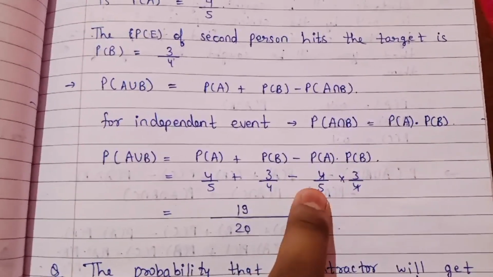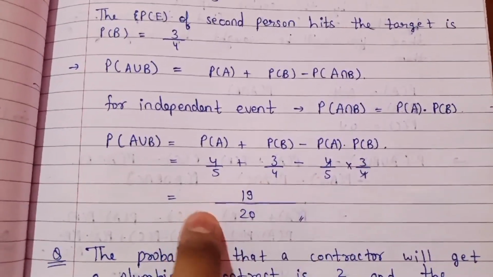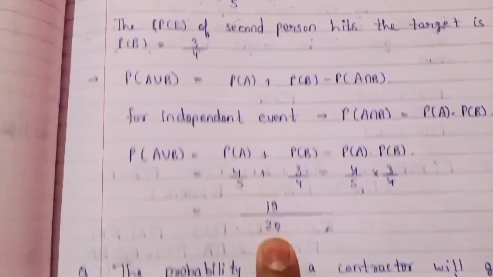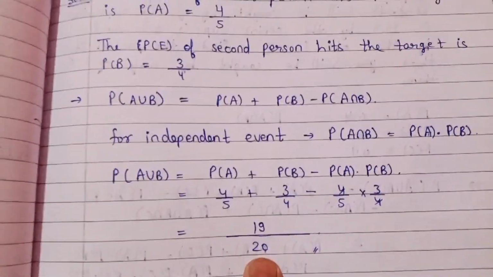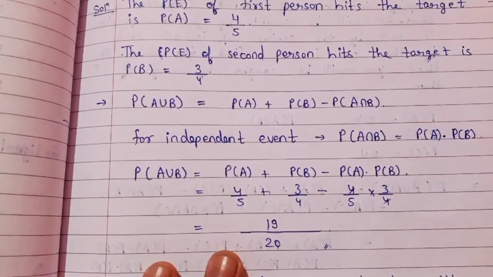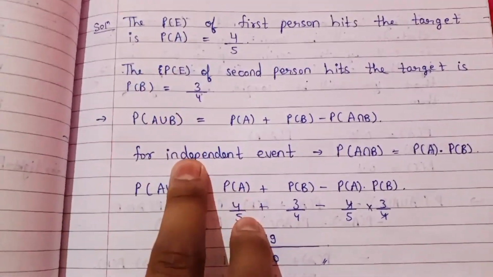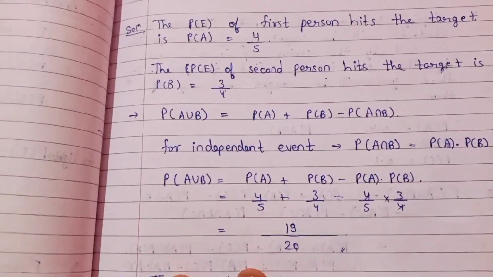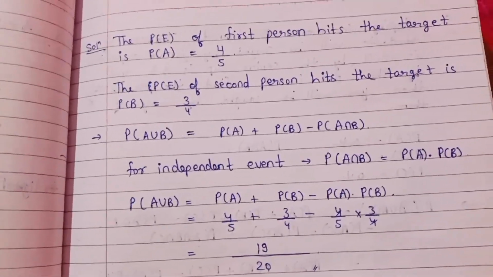By reducing these things, we will get the final answer 19 by 20. So this is our final answer. This is the probability of the event, the summation of event A and event B, at least. It says at least, which means we have to find the summation of both events. Okay, so in this way we can solve this example.